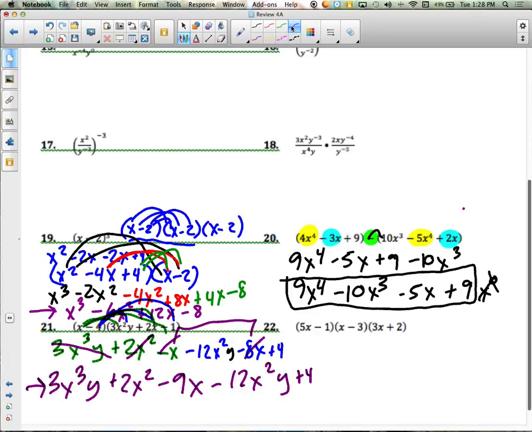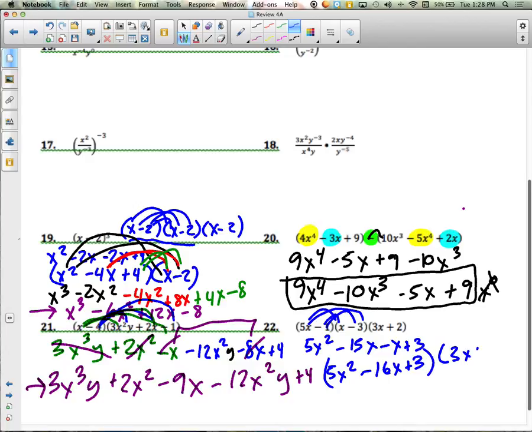And then the last problem, we're going to FOIL this out. So let's multiply. I'm going to start out with 5x minus 1 times x minus 3. That gives me 5x squared. And then 5x times negative 3 is negative 15x. Negative 1 times x is negative x. Negative 1 times negative 3 is positive 3. So that gives me 5x squared minus 16x plus 3. And we're going to take that and multiply it times 3x plus 2.